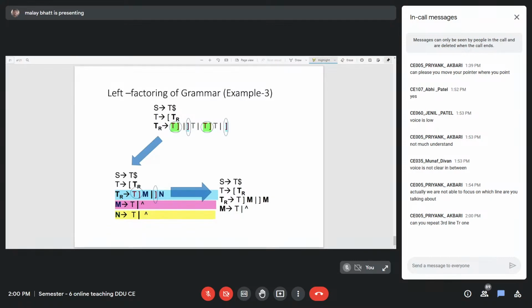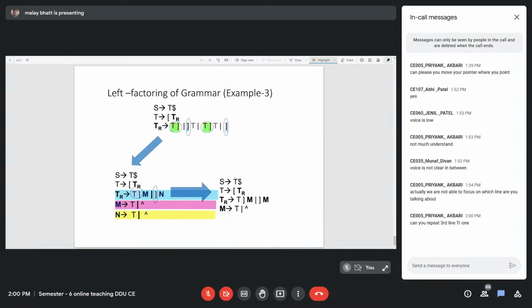Okay, in the third line, we want to do a left factoring. So on the first and third rule, we need to apply a left factoring. And similarly, on the second and fourth, because closing bracket is common, we have to apply left factoring. So we have to apply 2 different left factorings on this TR.